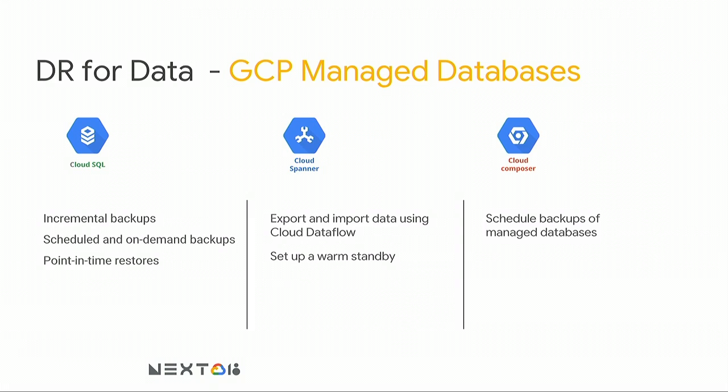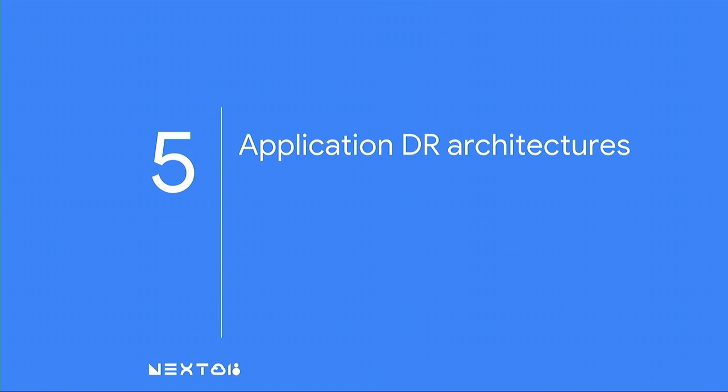I'd also like to call out Cloud Composer. This is our managed Apache Airflow. Using a directed acyclic graph, it allows you to design a flow for moving data around. So you can use it, and it has operators, which are plugins, for things like BigQuery and Cloud Storage. So you can use that to move data around from BigQuery and Cloud Storage to get a backup system that way.